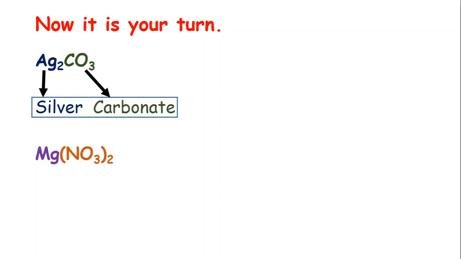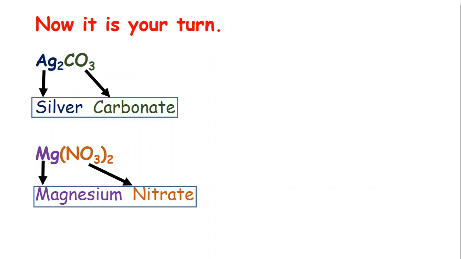Next we have MgNO3 twice. The element with the symbol Mg is magnesium. The element with the symbol N is nitrogen, and because there's oxygen attached, we get nitrate, and the name of this compound is magnesium nitrate.